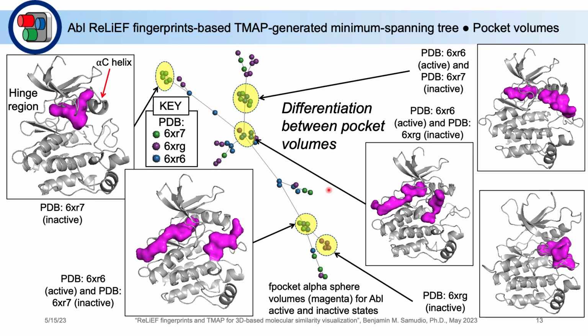Now there also appears to be this differentiation between pocket volumes. So again, working with those same alpha spheres from F pocket, I show the volumes here in magenta. And the upper left again corresponds to a cluster of 6XR7 structures exclusively. I see that there is volume between the alpha C helix and the beta sheets. Whereas if I go to the opposite end of the TMAP, again showing a cluster of 6XRG, that volume is below the alpha C helix. So there's that difference there, and in between there seem to be different volumes. So there appears to be this clustering of pocket volumes as well.